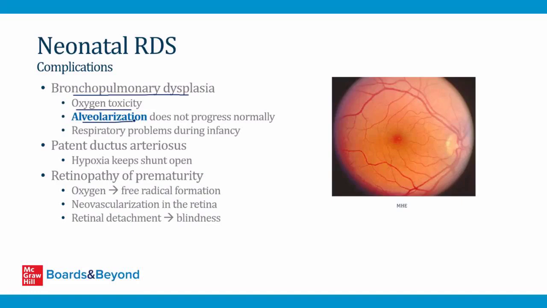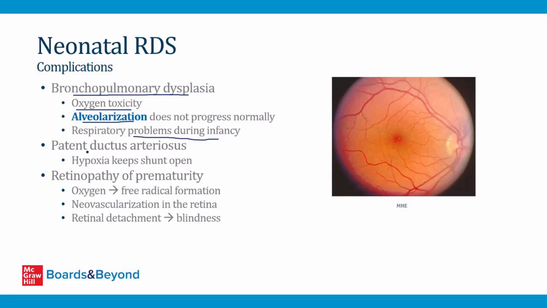And so after the babies survive neonatal RDS, they can go on to have respiratory problems during infancy because their lungs have bronchopulmonary dysplasia. Many children eventually outgrow this, but children who are born prematurely and have neonatal RDS often have some respiratory problems early in life.